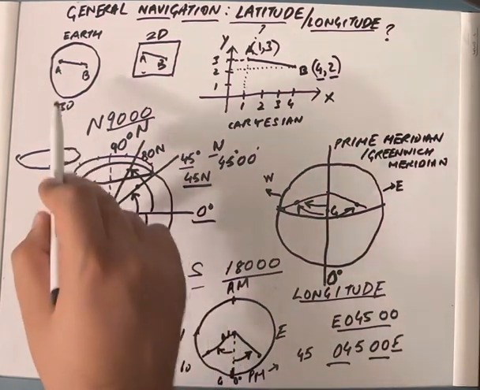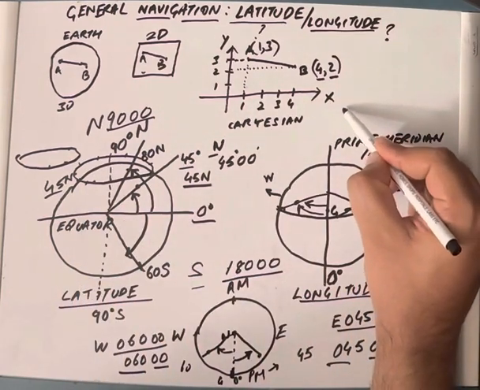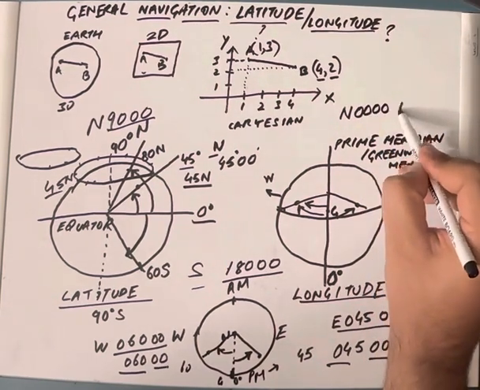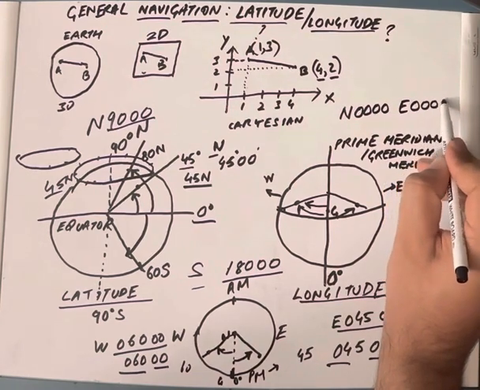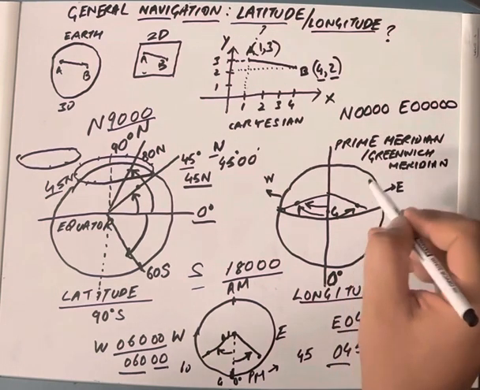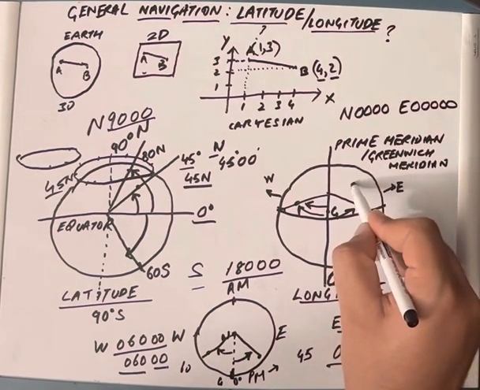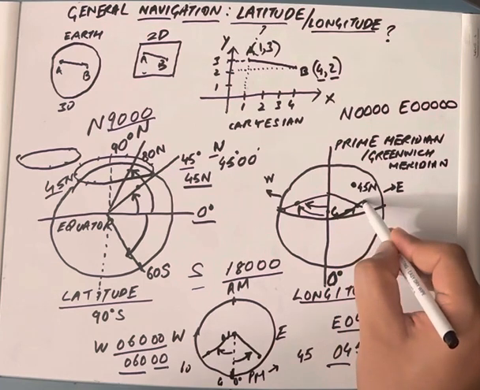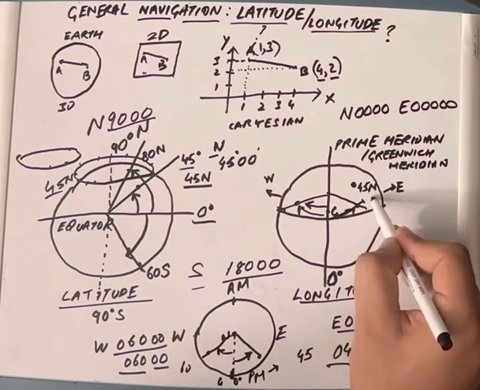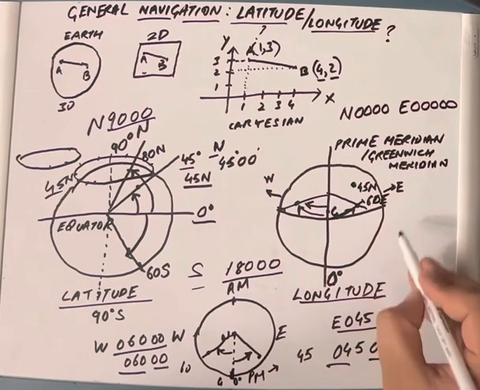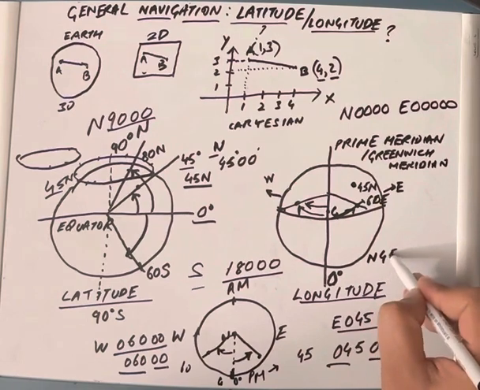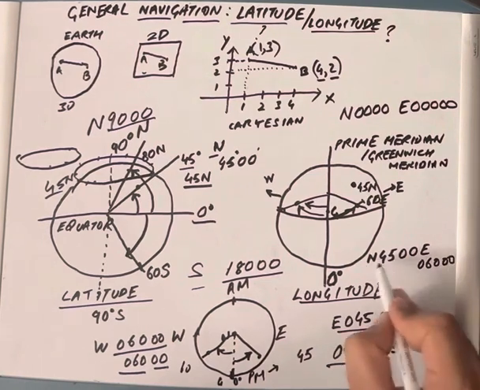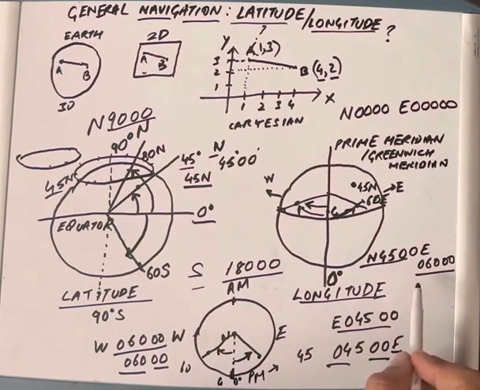So as to define a point on Earth, first we write the latitude of that point. Let's say north 0000, and then east or west 00000. So let's say a point is over here on Earth, it would be 45 north, and let's assume this is about 60 degrees towards the east. So 60 east. So this would be written as north 4500 and east 06000. That would become the latitude and longitude of that point on Earth.